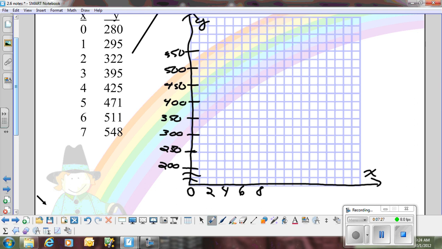You're the teacher. How can you figure out what kind of scale to use? Because there's numbers that go all the way to 500. So yeah, you see, you're not going to want to count by lines.